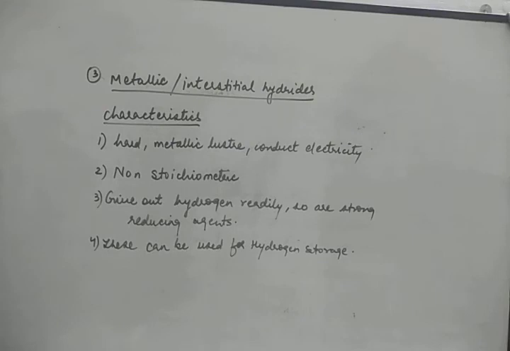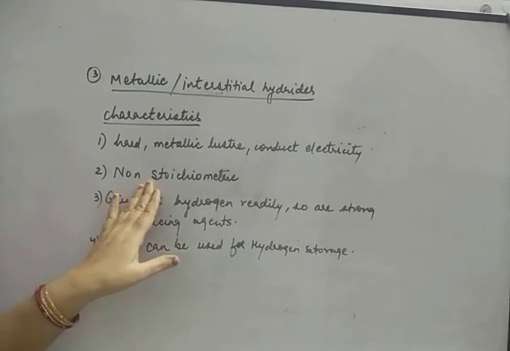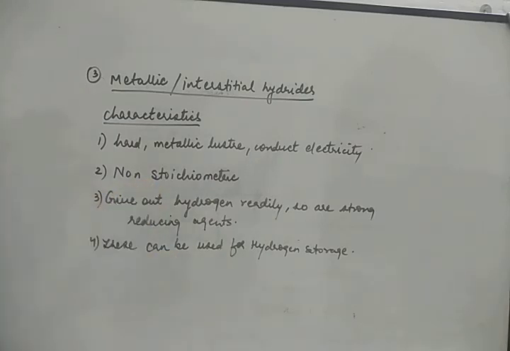Now the general characteristics are: these are hard, these have metallic luster, and these conduct electricity. These are non-stoichiometric, this point we have discussed earlier. These give out hydrogen readily, so they are strong reducing agents. When these hydrides are heated, they readily give out the hydrogen. The hydrogen there is present in the atomic state. That's why they can be used as a reducing agent.